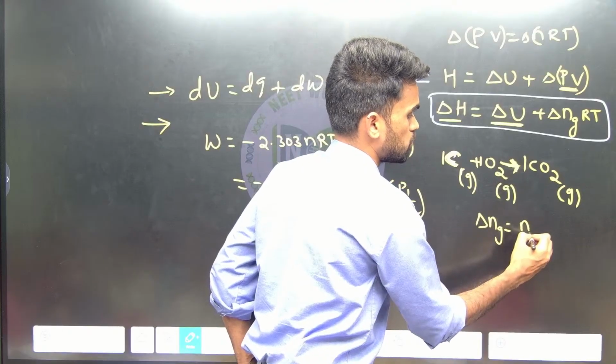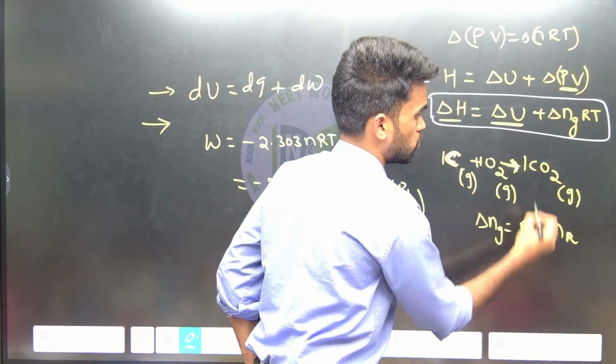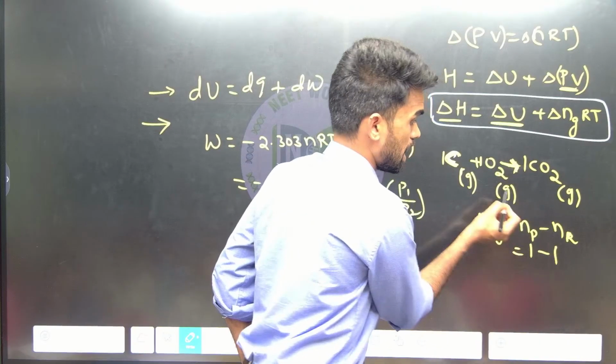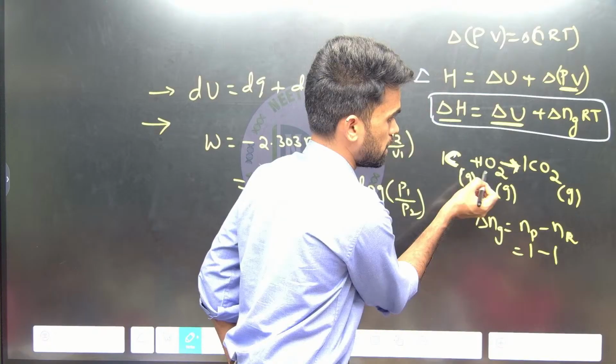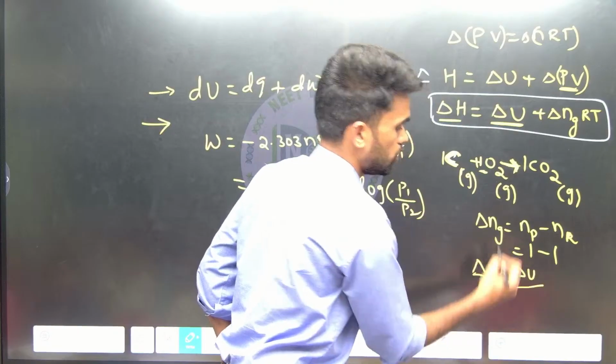Summation of gaseous products minus gaseous reactants. How many gaseous products are there? 1. How many gaseous reactants are there? 1. 1 minus 1 is 0. Therefore, delta H equals delta U.